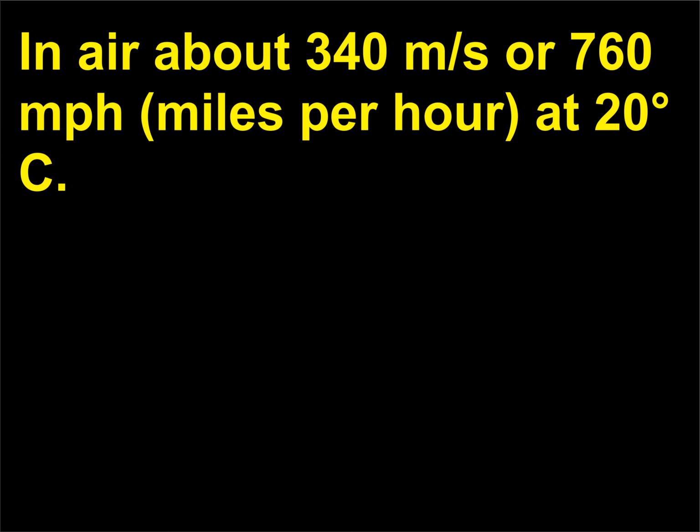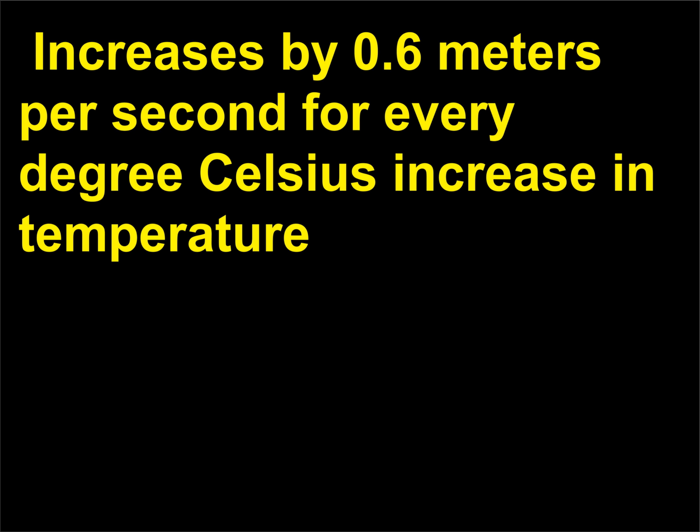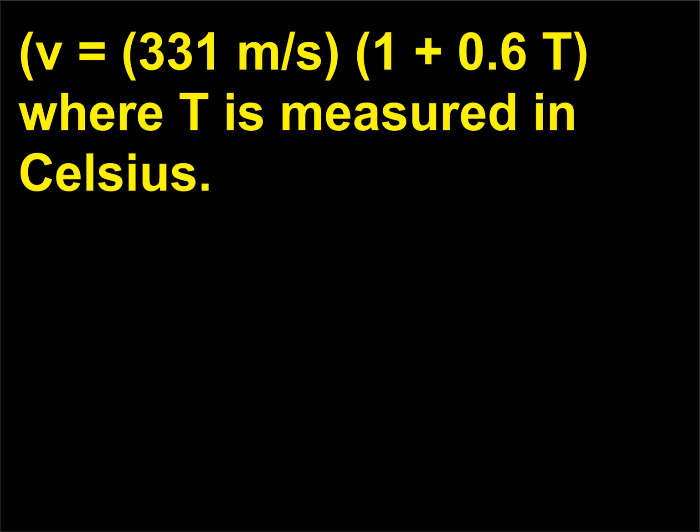What is the speed of sound? In air about 340 m/s or 760 miles per hour, at 20 degrees Celsius. Increases by 0.6 meters per second for every degree Celsius increase in temperature. V equals 331 m/s, 1 plus 0.6 T, where T is measured in Celsius.